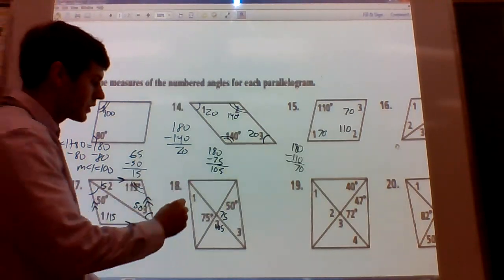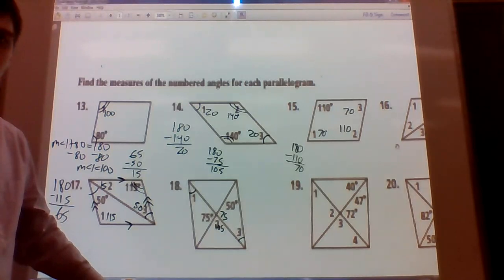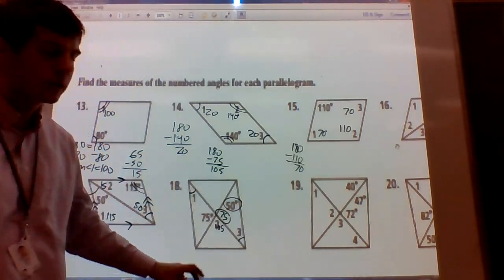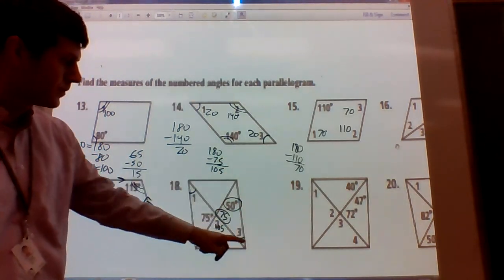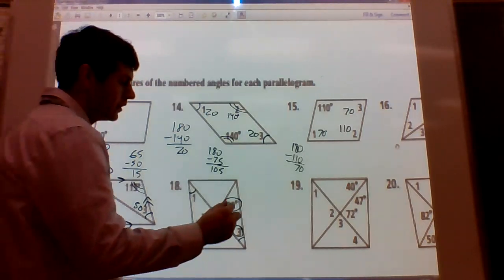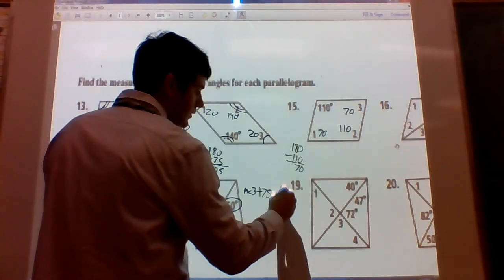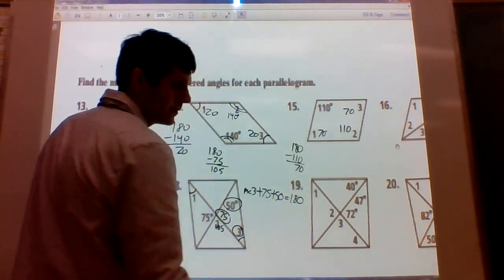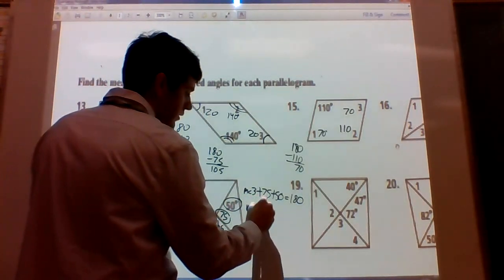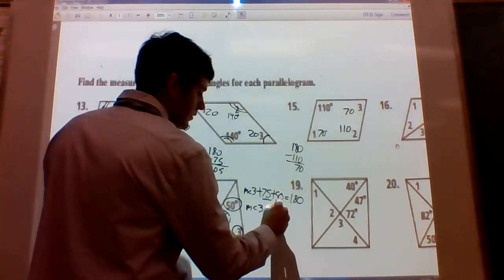We know that 1 and 3 are going to be the same because they're alternate interior angles. We can find 3 because we know 2 angles in this triangle. So if we have a triangle here, we know 2 of the angles, so we can find the third angle because we know all 3 are going to add up to 180. So the measure of angle 3 plus 75 plus 50 is going to equal 180. The measure of angle 3 is going to equal that 75 and 50 is going to give us 125.